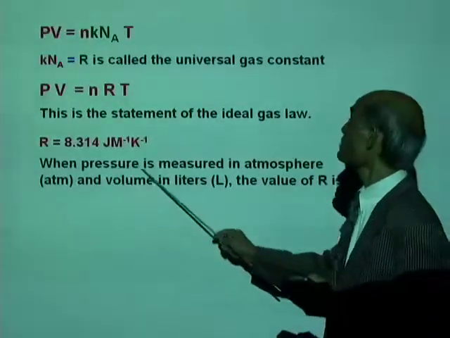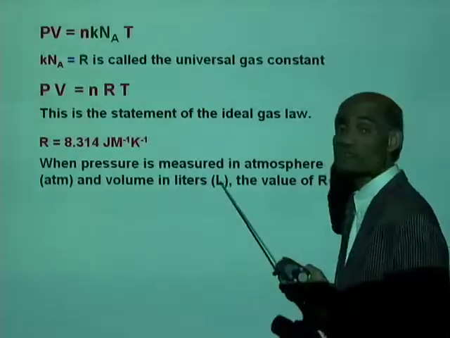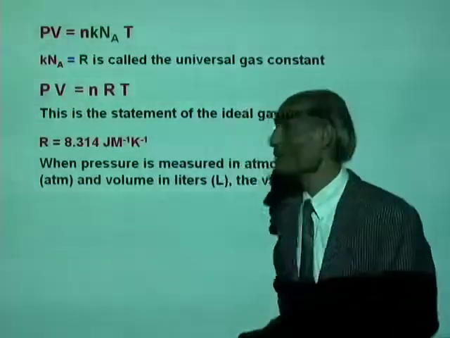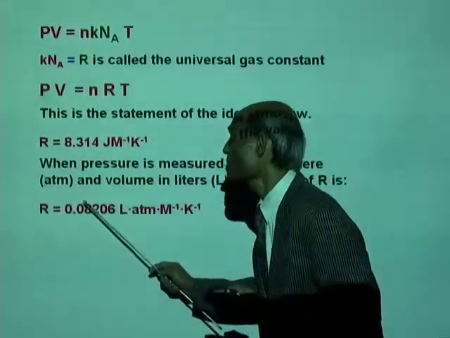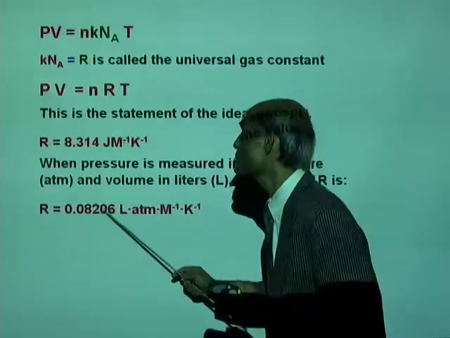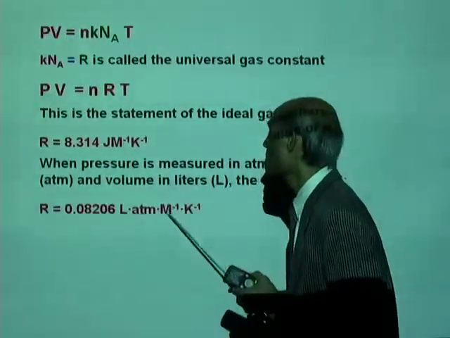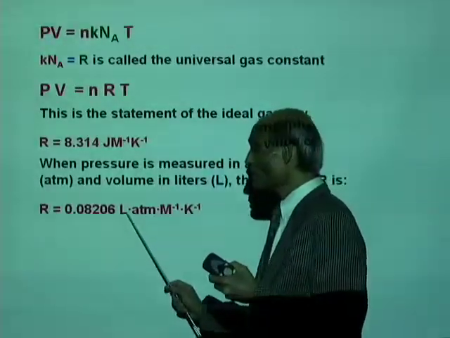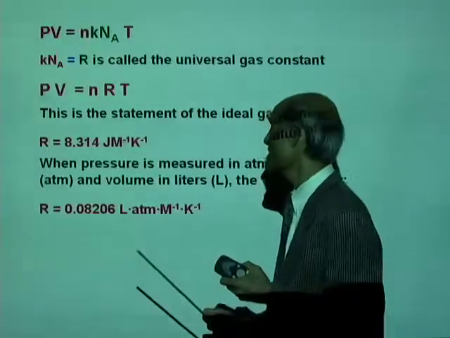Now, when pressure is measured in atmosphere and volume is measured in liters, as chemists very often do, the value of R will be R equal to 0.08206 liter atmosphere per mole Kelvin. This actually tells you that the volume is measured in liters and the pressure is measured in atmosphere.